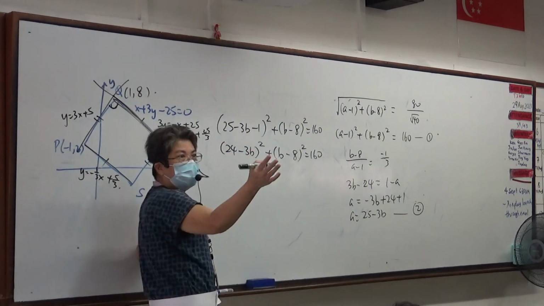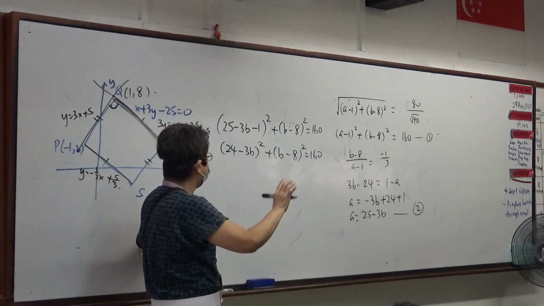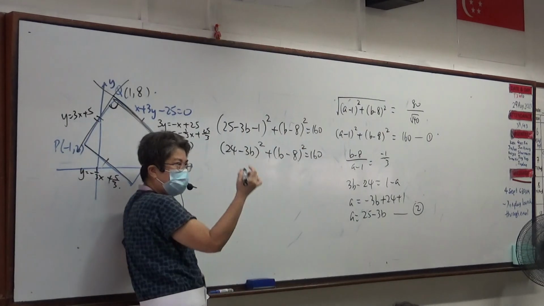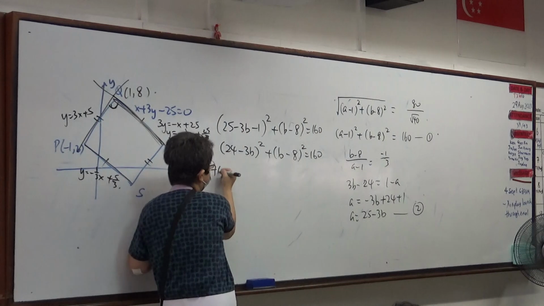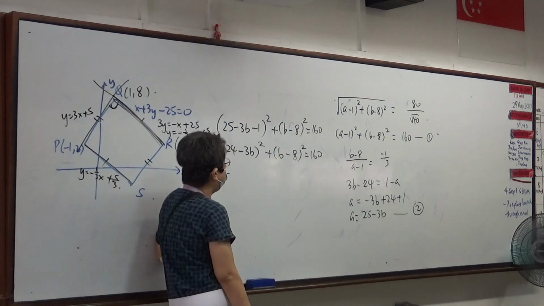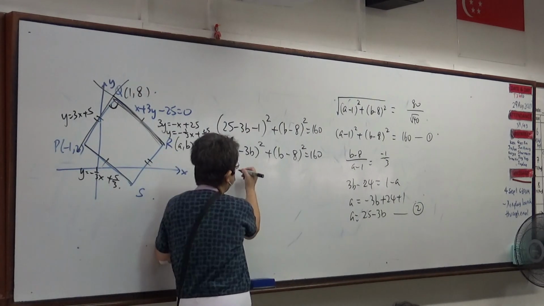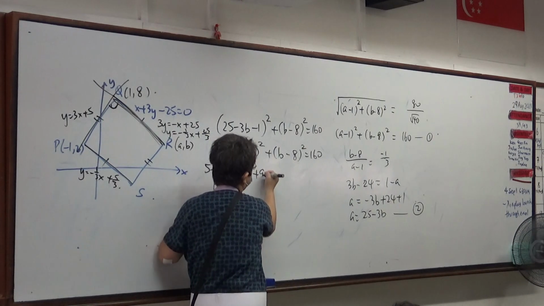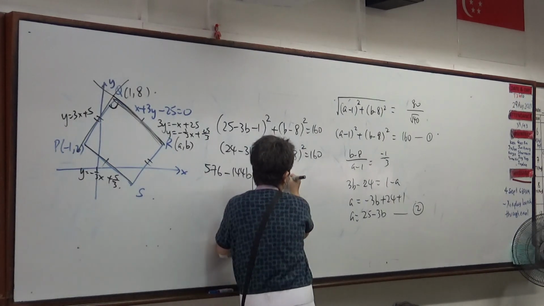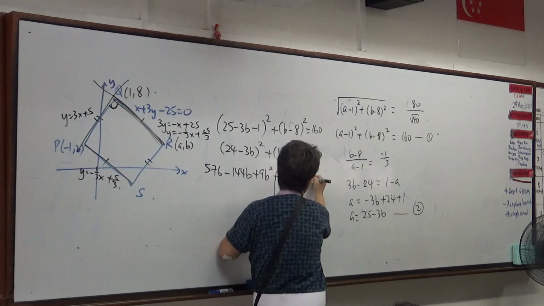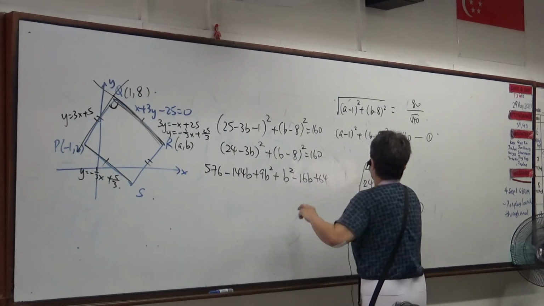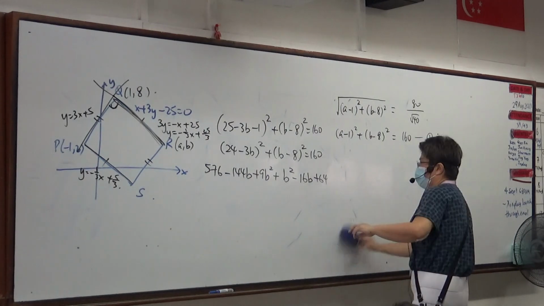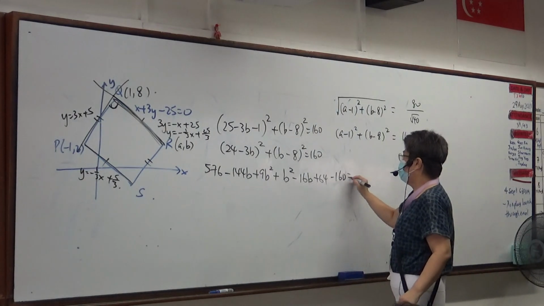Alright. Don't look at the textbook, it doesn't help you. This one has 24 squared. Use your calculator, hurry up. 576 minus 2ab, 24 times 6, 144b plus 9b squared plus b squared minus 16b plus 64 minus 160 equals 0, right?